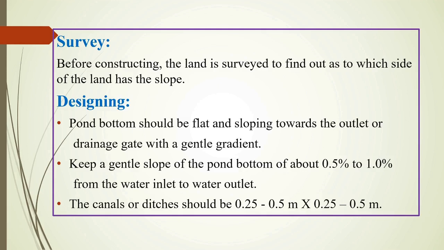Pond bottom should be flat and sloping towards the outlet or drainage gate with a gentle gradient. Keep a gentle slope of the pond bottom of about 0.5% to 1% from the water inlet to water outlet. So that means the bottom should have a slope towards the outlet. The canals or ditches should be 0.25 to 0.5 meters into 0.25 to 0.5 meters.